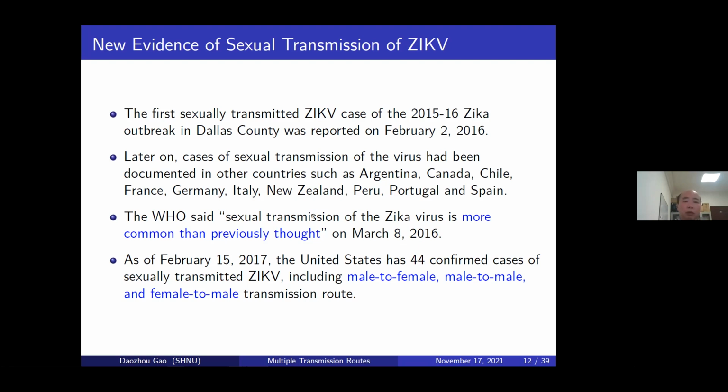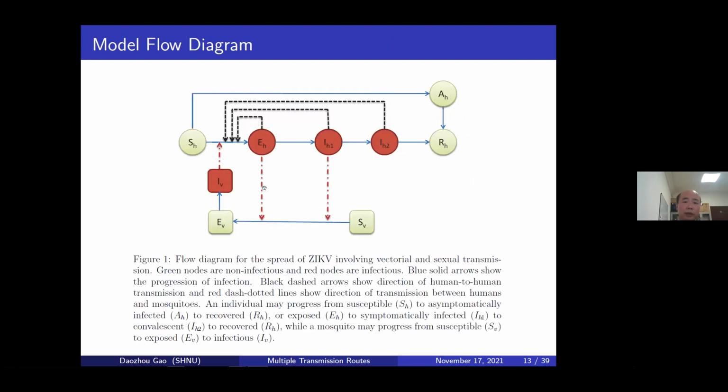Okay, so here is the model flow diagram we developed. The basic model structure for humans is SEIR, and the model structure for mosquitoes is SEI. The human population is divided into susceptible, exposed, symptomatically infected, and convalescent humans, and then the asymptomatic infected humans and recovered.